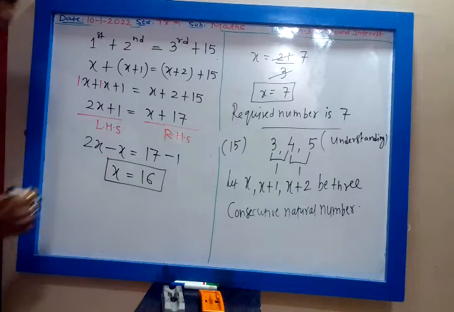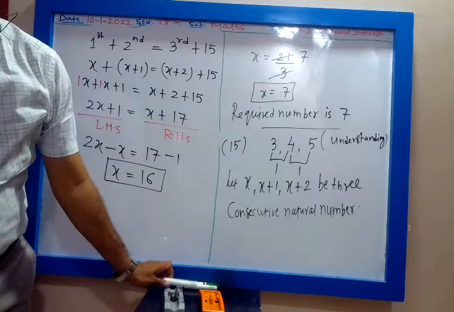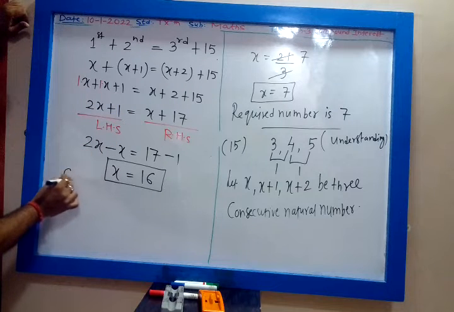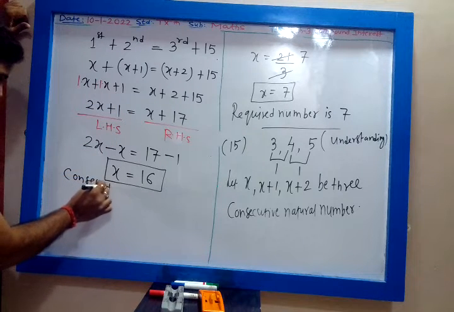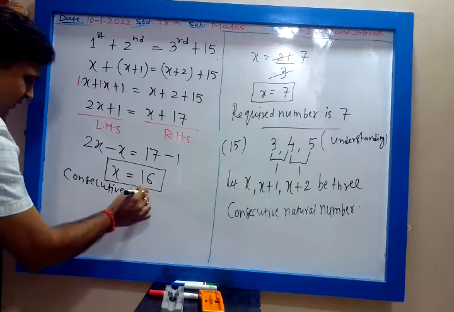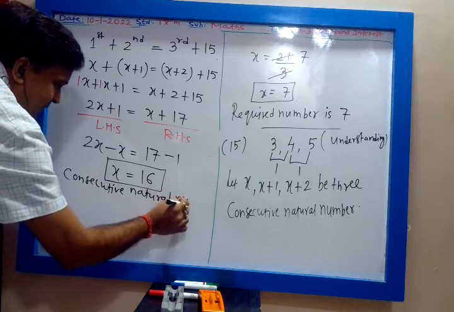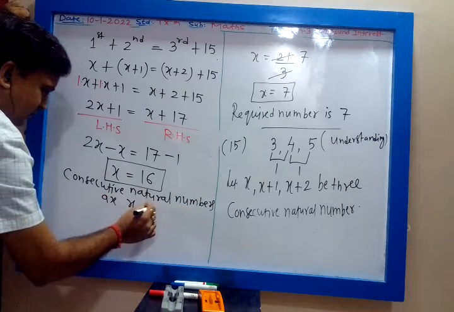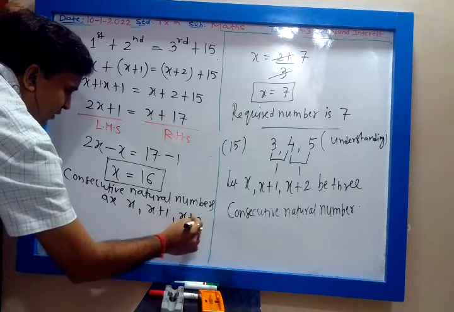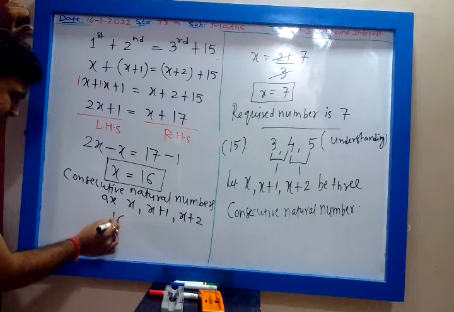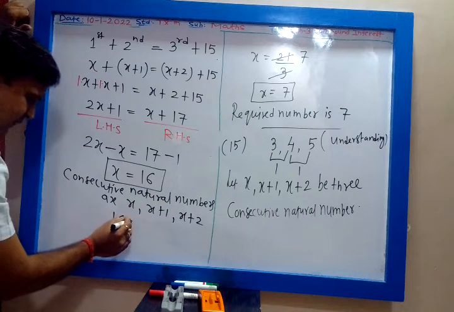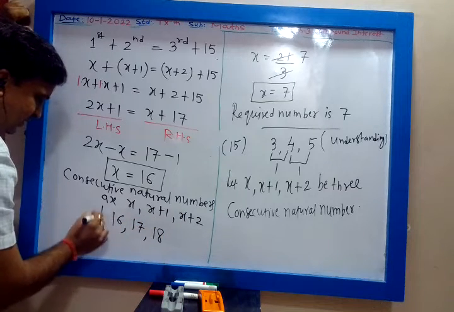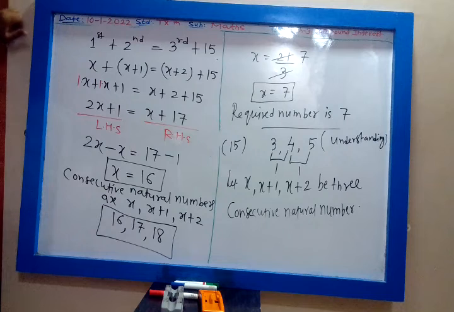So what is asked in the question? It is asked to find three consecutive natural numbers. So the consecutive natural numbers are x, x plus 1, x plus 2. Now you put the value of x as 16. So 16 plus 1 is 17, 16 plus 2 is 18. So 16, 17, 18 are the three natural numbers.